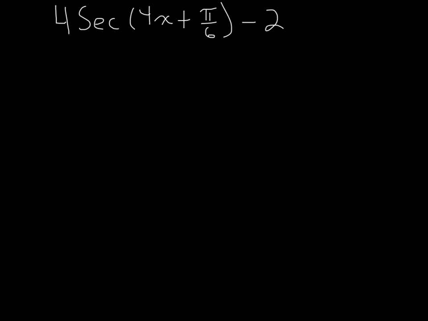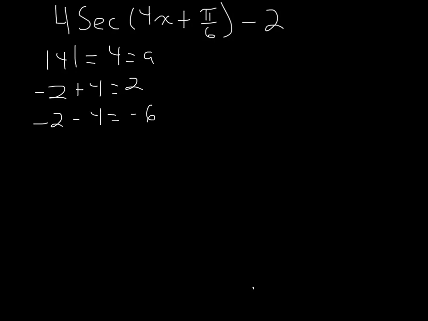Alright, the process, thankfully, is pretty much the same for all these graphs. We're going to take the absolute value of negative 4, and that's equal to 4, and that's equal to our A. Negative 2 plus 4 equals 2. Negative 2 minus 4, that's equal to a negative 6. This is my high point. This is my low point.